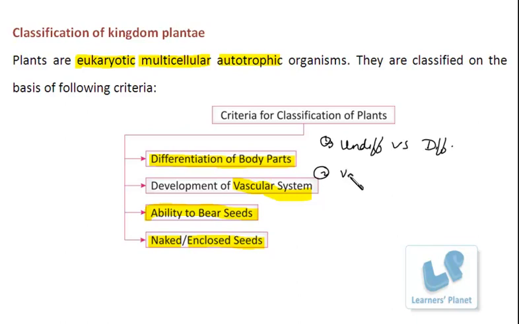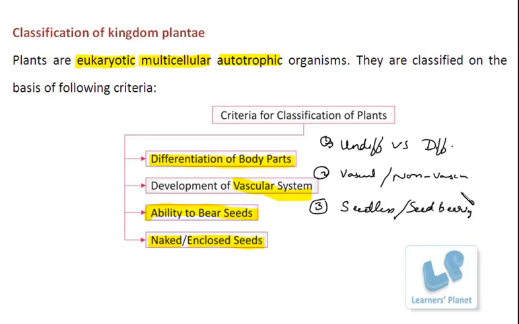Second point is, there are vascular plants and there are non-vascular plants. That means the first part, these differentiated parts, whether they are vascularized or not. If they are not, they will be considered as this group, the differentiated one. And further, when the vascular system is developed, the next group would be generated. Then third point is whether these are seedless plants or seed-bearing plants.